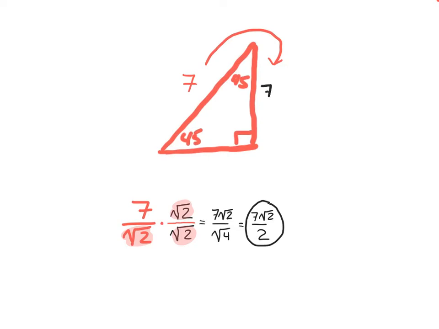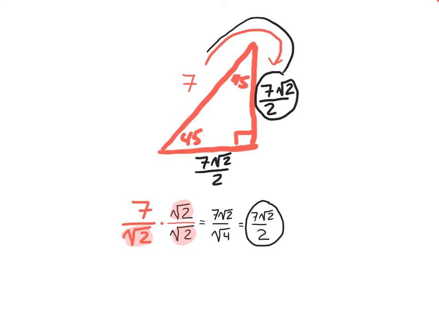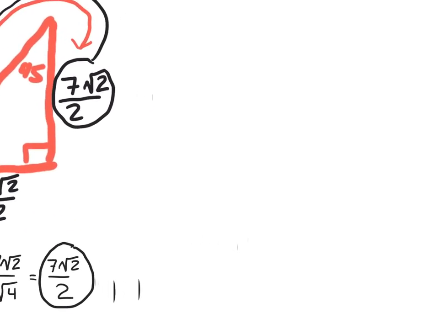So check it out. I'm going to verify for you now that this is true. We just decided that this leg is 7 square root of 2 divided by 2. What's the other leg? 7 square root of 2 divided by 2. Beautiful. Now, if we want to take the leg and figure out what the hypotenuse is, what would we multiply by? The square root of 2. So let's just check that.